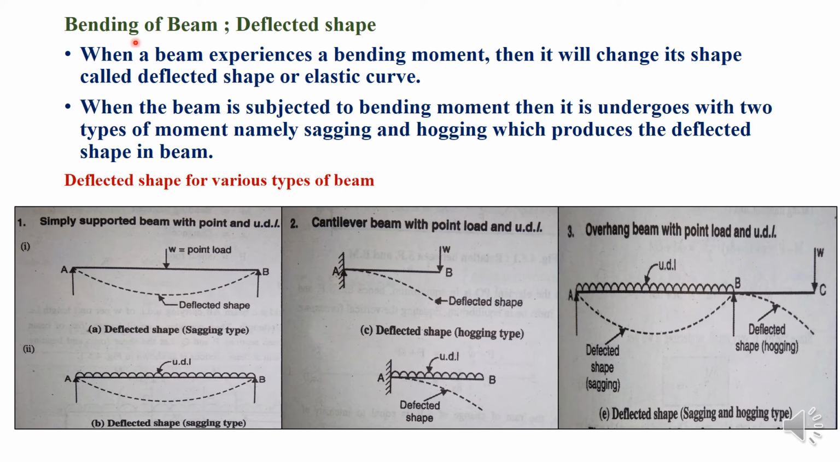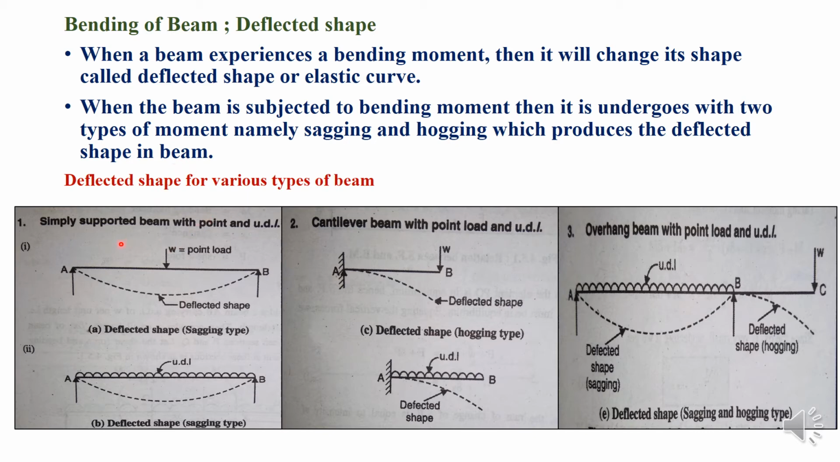Now the bending of a beam, or deflected beam. First, what is this? When a beam experiences a bending moment, it changes its shape, which is called the deflected shape or elastic curve. When the beam is subjected to a bending moment, it undergoes two types of movement, namely sagging and hogging, which produce the deflected shape of the beam.